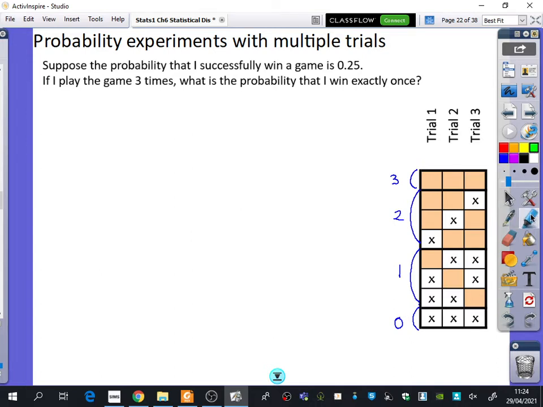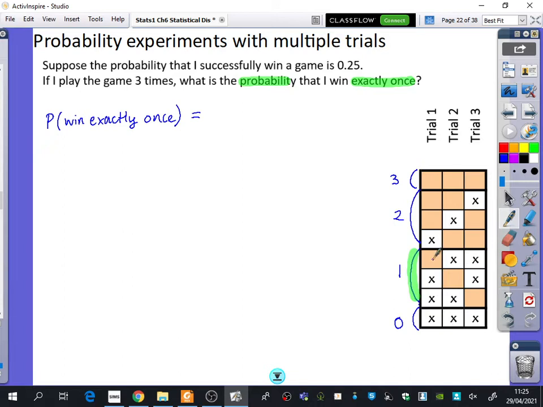I want to find out what is the probability that I win exactly once. So I'm looking at this section that I've got here. And what you should be able to see is that there are three different ways that I can win the game once. I win it the first time, or I win it the second time, or I win it the third time. So if I wanted to find the probability that I win exactly once, well, I should probably just figure out the probability of one of them, because I think the probability of all three of those should be the same as each other, right? It doesn't matter about the order.